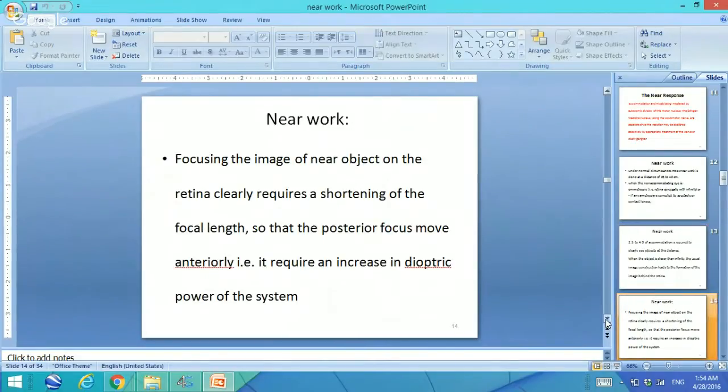To focus this image onto the retina clearly requires shortening the focal length, to bring the image from behind the retina onto the retina. So the posterior focus should move anteriorly, and that requires an increase in the dioptric power of the whole system of the eye.